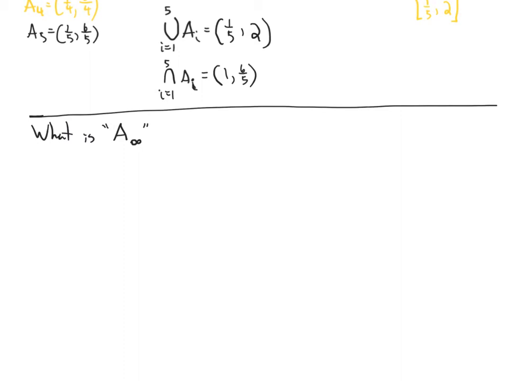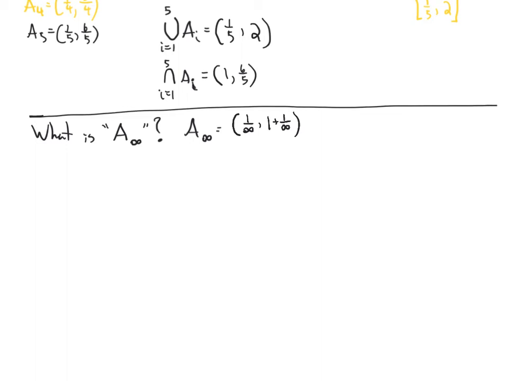If we plug in i equals infinity, or if you've taken calculus and understand limits, what we're doing is taking the limit as i approaches infinity and seeing what set that would give. So if we could plug in infinity, what would that look like? Well, A infinity would be the interval from 1 over infinity, 1 over a really, really big number, to, I'm going to write it as, 1 plus 1 over infinity.